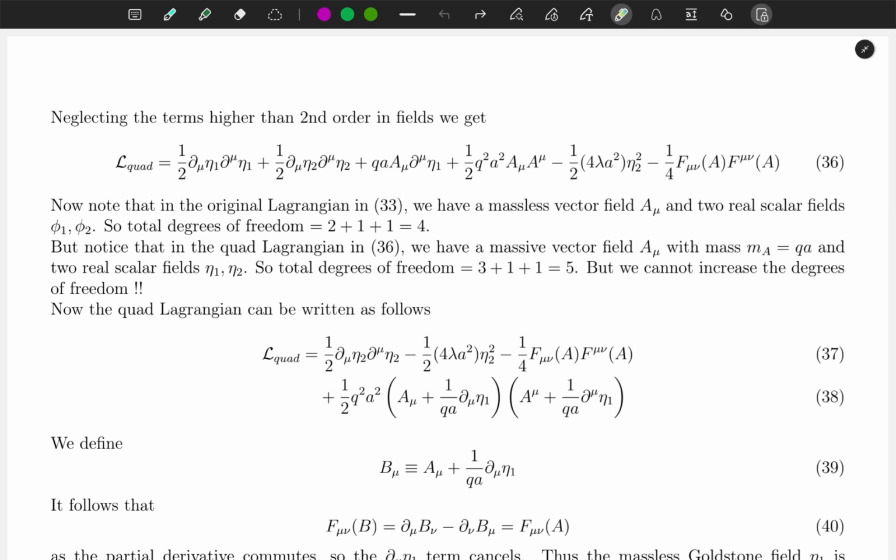Now you see the interesting thing. This is the kinetic term of eta 1, that is fine. This is the kinetic term of eta 2, this is also fine. This is the kinetic term of the gauge field, this is also fine.